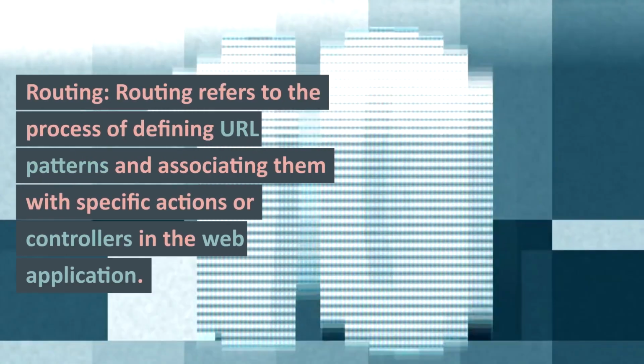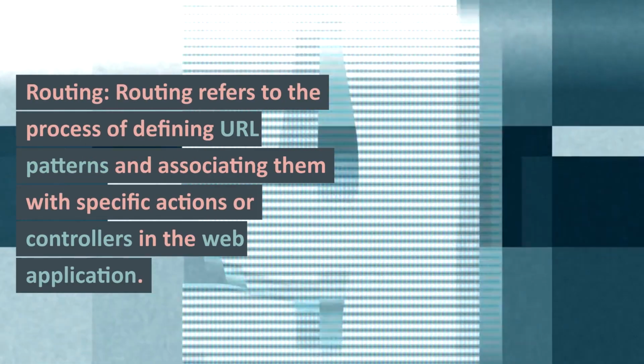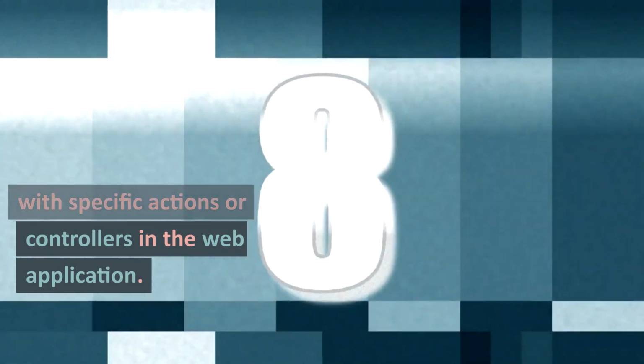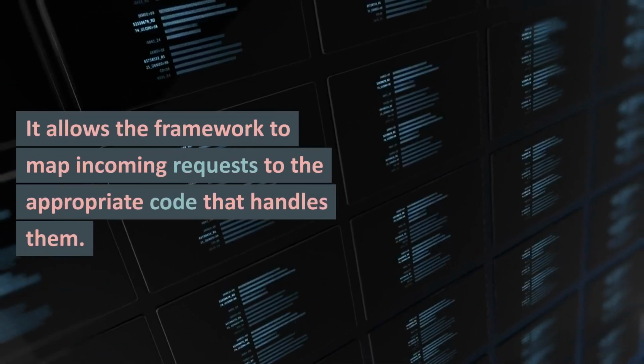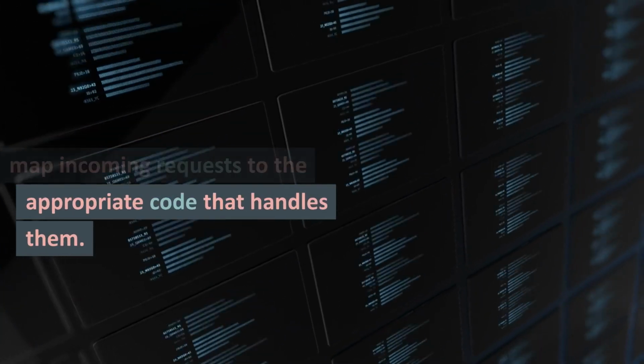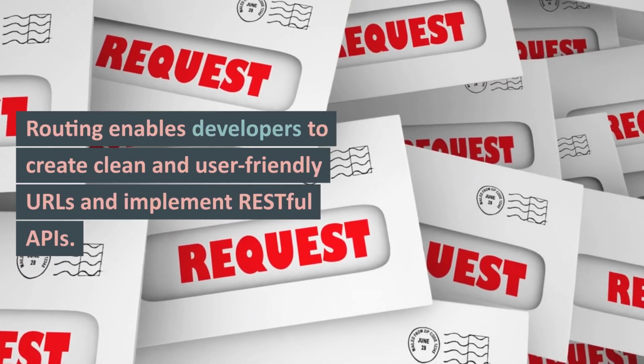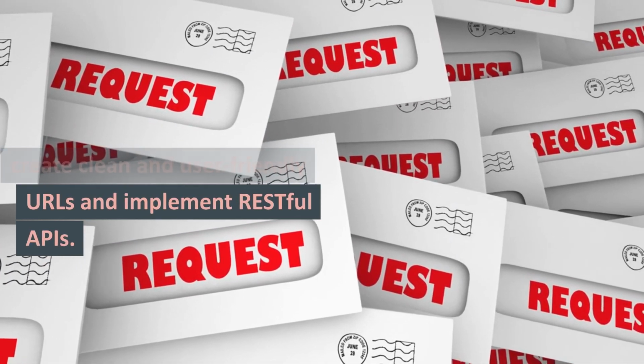2. Routing. Routing refers to the process of defining URL patterns and associating them with specific actions or controllers in the web application. It allows the framework to map incoming requests to the appropriate code that handles them. Routing enables developers to create clean and user-friendly URLs and implement RESTful APIs.